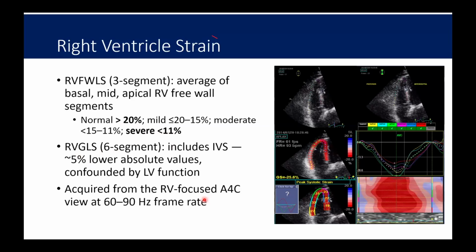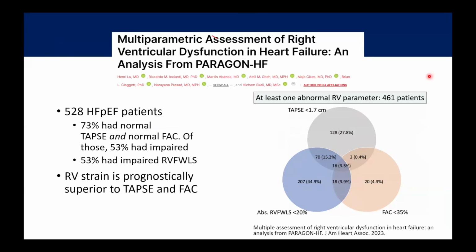And you really get it from your RV focused view in your apical four-chamber at 60 to 90 hertz frame rates. And why does this matter? Why did this make it into the guideline? It's really for multiple reasons, but it basically captures what TAPSE and S prime miss.